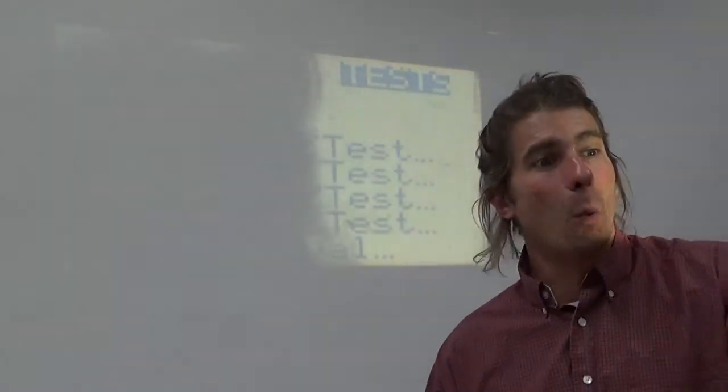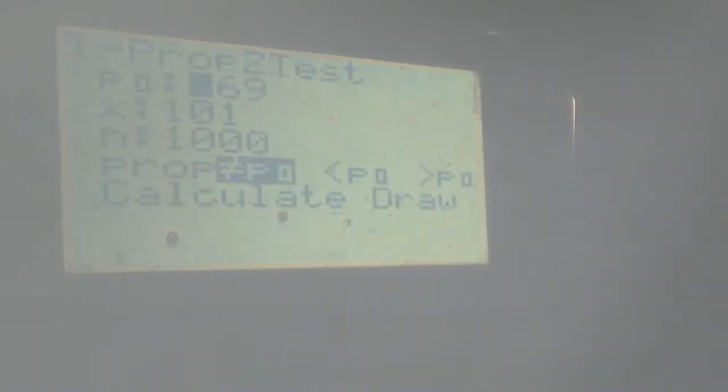That sounds like 1-PropZInt, and it's essentially the corollary to that, but it lets us set up a 1-tailed test as well as 2-tailed tests if we need to. 1-PropZTest, here we go. Our job now is to fill this in.